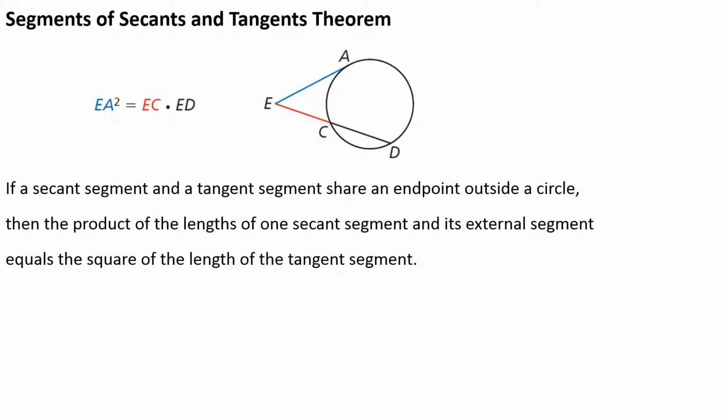Now, at first glance, you think, hey, we're doing something different than we did before. We're actually not, because if you think about the tangent, the part outside the circle is E to A. The entire segment is E to A. So we're still multiplying the outside part times the entire thing, because we're doing EA times EA. So, of course, it just becomes EA squared. For the secant, it's still the external segment, EC, times the entire segment, ED.